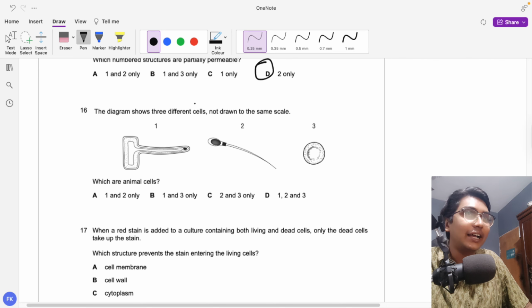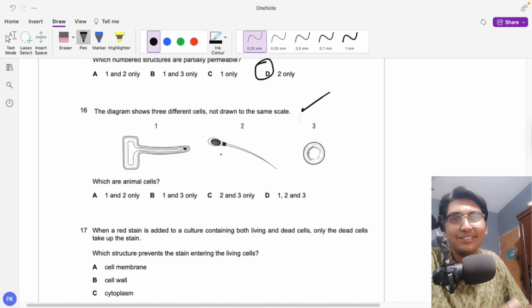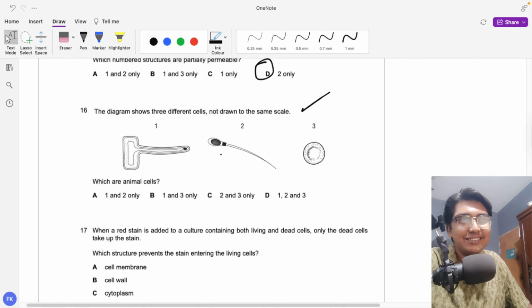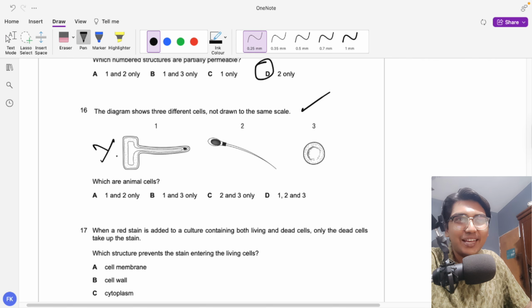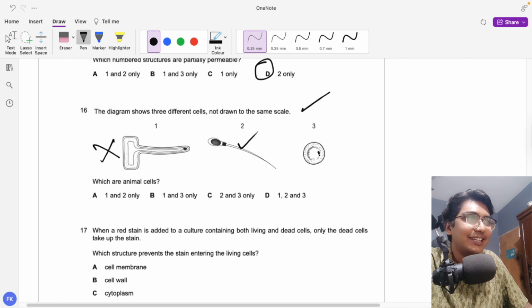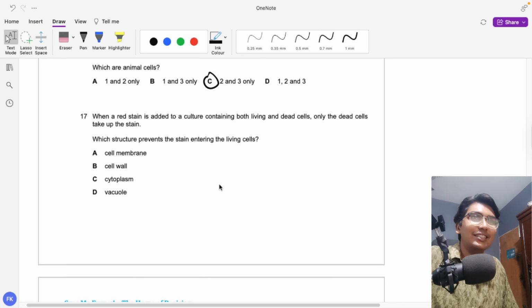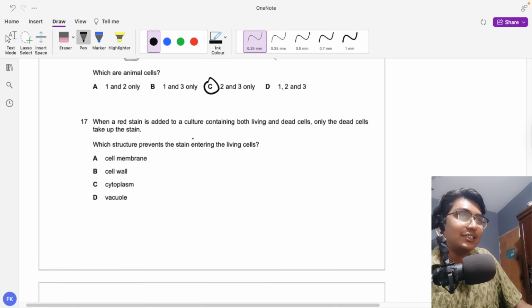The diagram shows 3 different cells not drawn to the same scale. They are not drawn to the same scales, right? So you can see which are animal cells. You guys know the answer. This is a plant cell. This is a human sperm cell. This is a red blood cell. So the answer should be 2 and 3. Very simple answer.